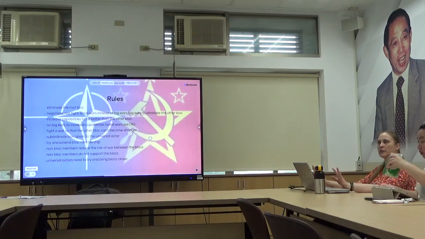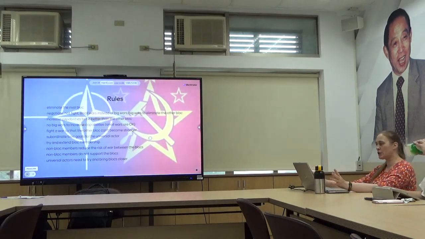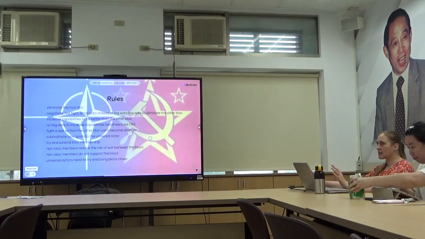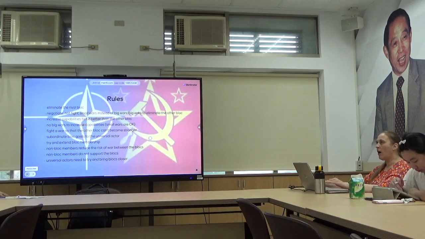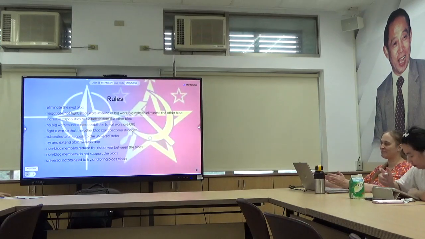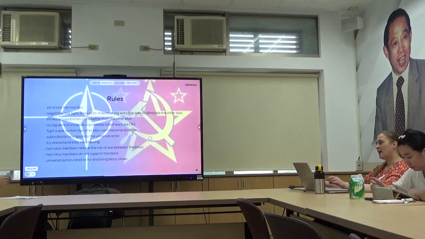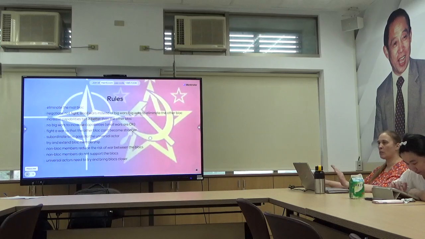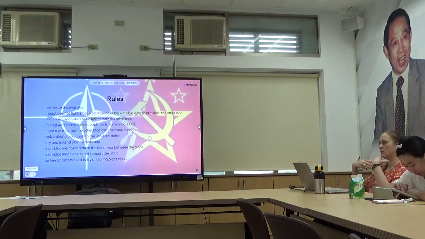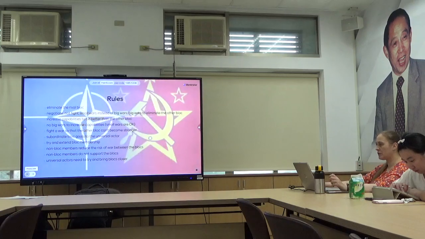The universal actor, right, the UN, the supranational institution, is kind of also important. It says subordinate block goals to the universal actor, meaning the blocks kind of need to keep the supranational institutions' rules as well, right? Basically, keeping peace, I guess. Also, it's really important that blocs should try and extend bloc membership, so they will need to take in more countries, invite more countries.